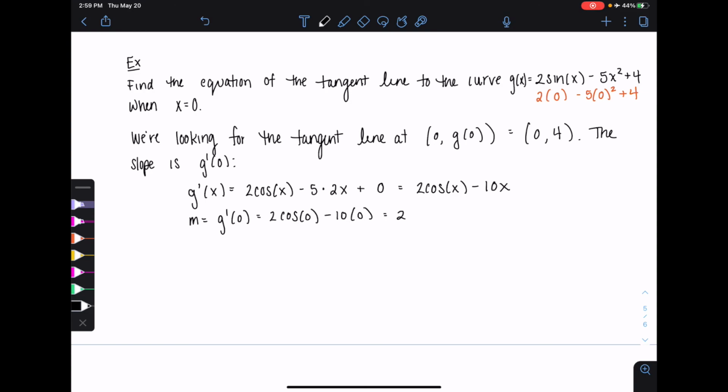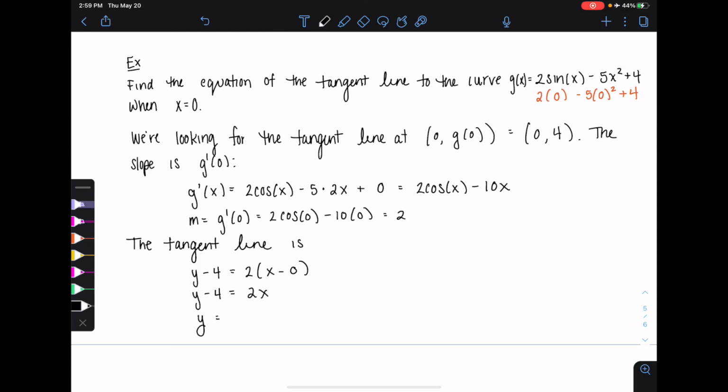And so the tangent line is y minus the y-coordinate is equal to the slope times x minus the x-coordinate. So that's y minus 4 is really equal to 2x. My tangent line is 2x plus 4.